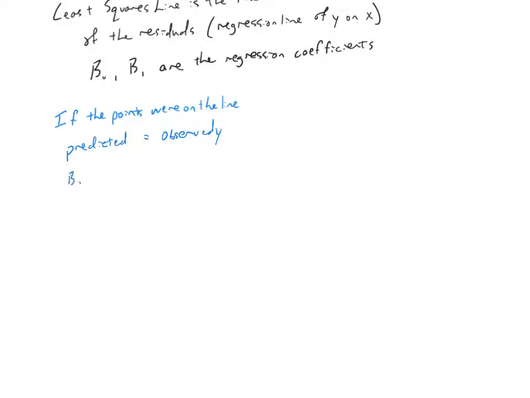So my equation b0 plus b1 x1 would equal y1. My equation b0 plus b1 x2 would equal y2. You get the idea here? My equation b0 plus b1 xn would equal yn if all the points were on the line. The observed is equal to the predicted. So I can take that system of equations and write it as a matrix equation, right? All of my coefficients on the first term are all 1.